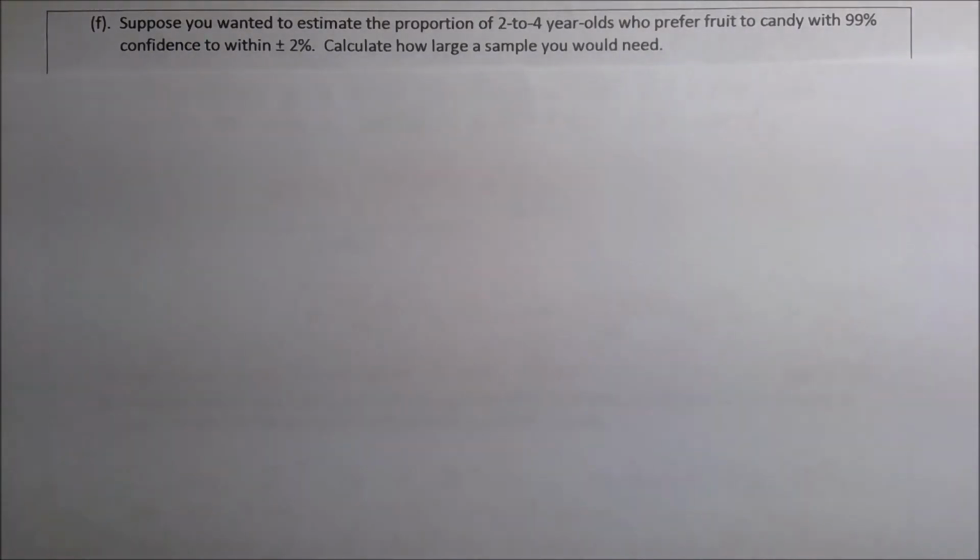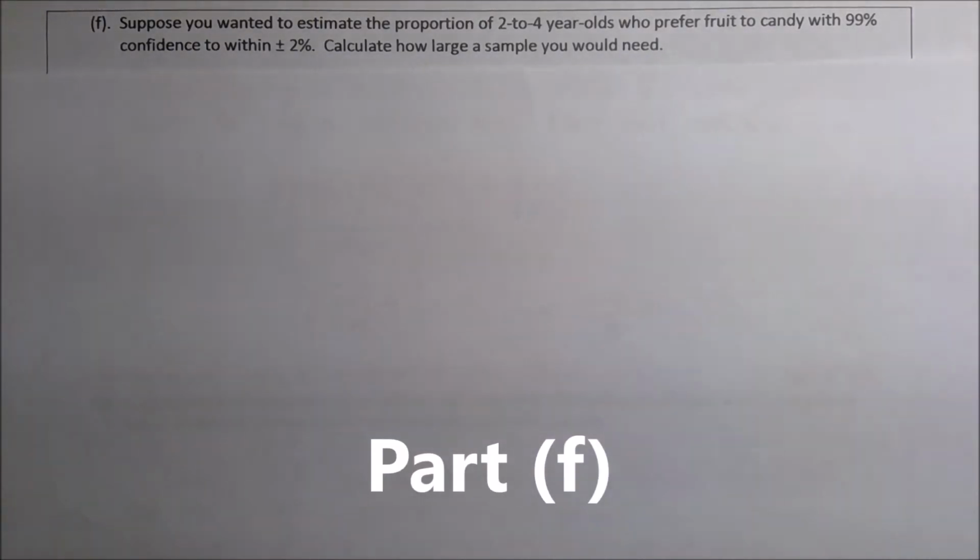All right, so we're looking at part F. Suppose you wanted to estimate the proportion of 2 to 4-year-olds who prefer fruit to candy with 99% confidence to within plus or minus 2%. How large a sample do you need?